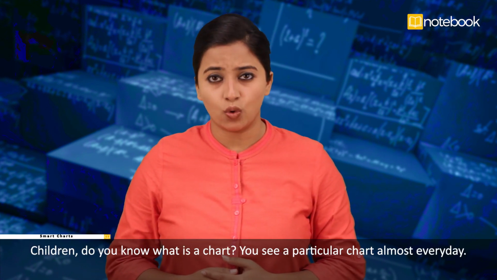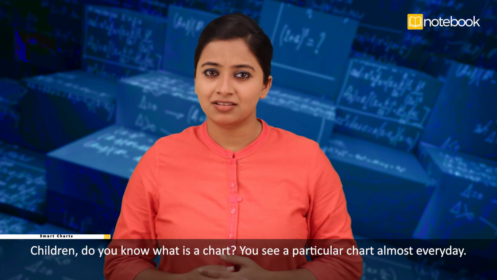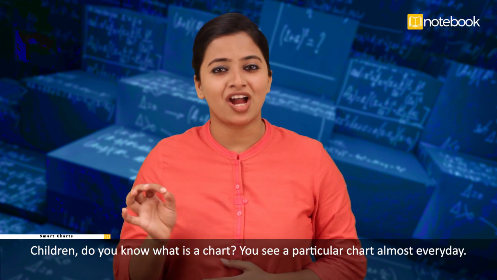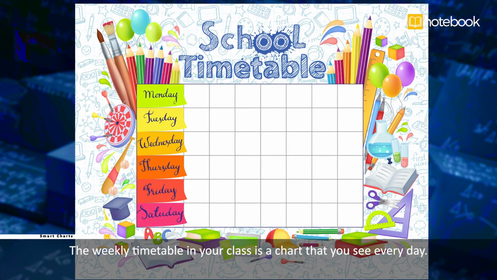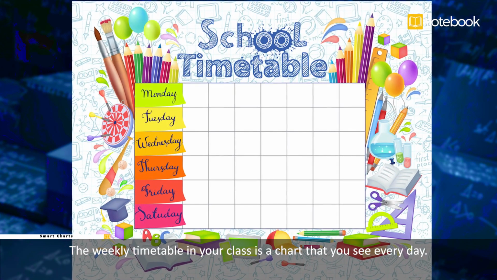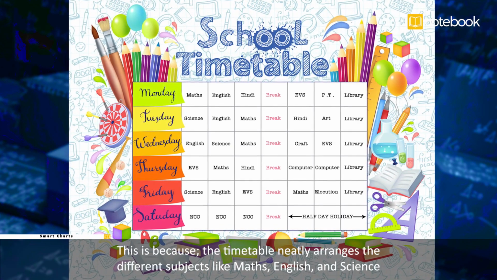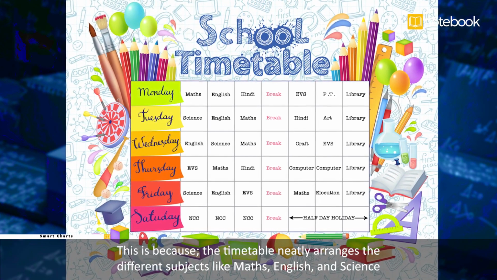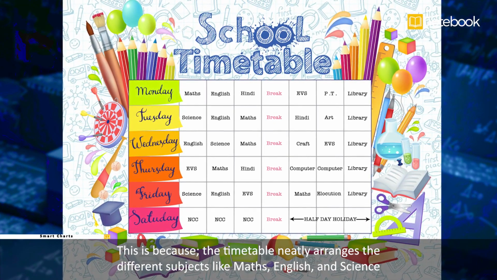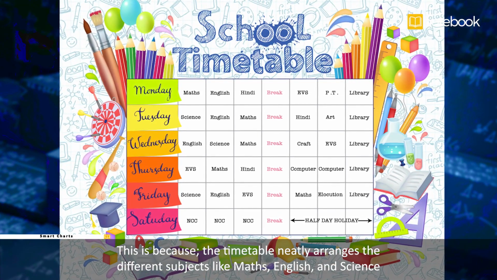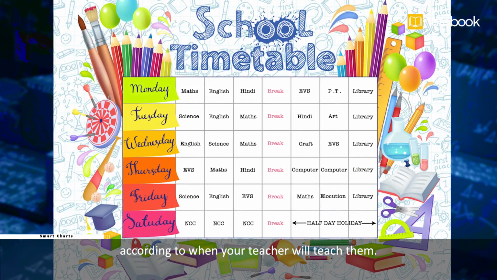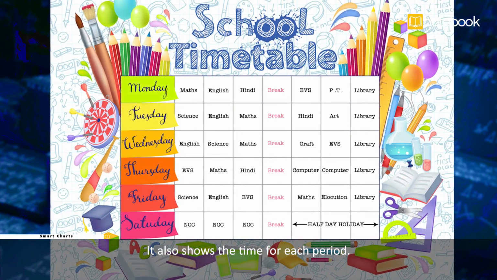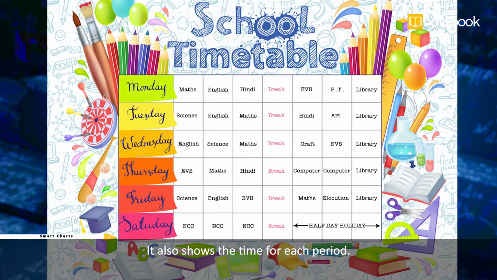Children, do you know what is a chart? You see a particular chart almost every day. Do you know which one? The weekly timetable in your class is a chart that you see every day. This is because the timetable neatly arranges the different subjects like maths, English and science according to when your teacher will teach them. It also shows the time for each period.